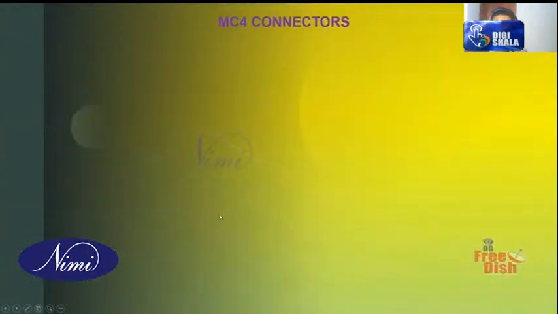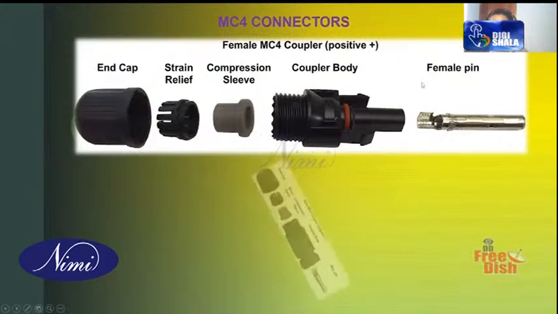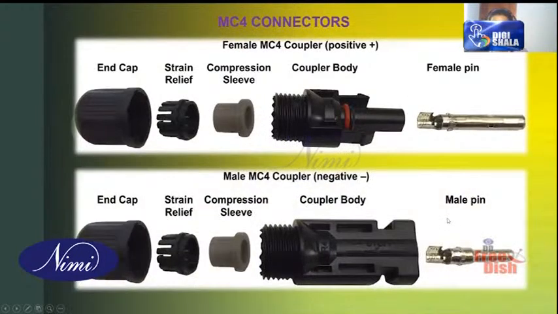You can see these two are called fingers. The female part will have a finger also. These are the various parts of an MC4 connector: end cap, strain relief, compression sleeve, coupler body, and the female pin. This pin will be inside. You can see the difference between the female and male pin. On this outer body, you can see the chain. These pins are inside.